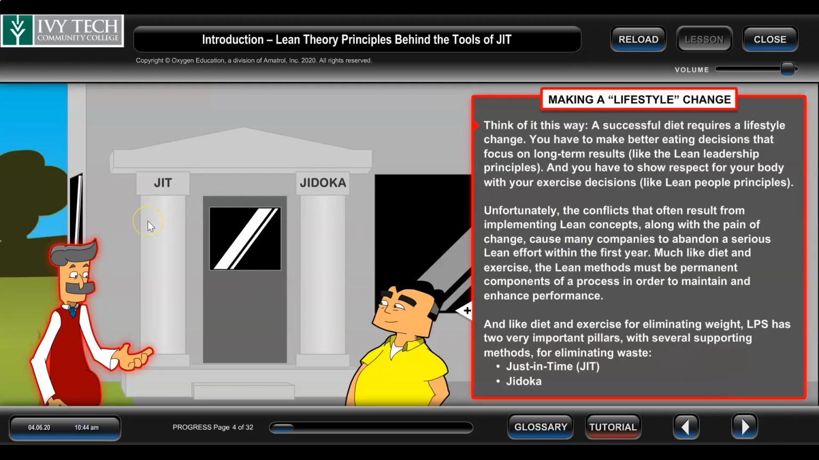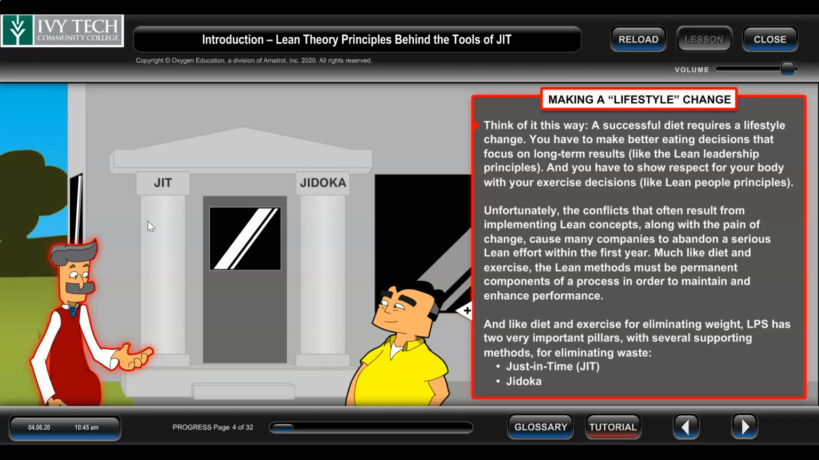Think of it this way. A successful diet requires a lifestyle change. You have to make better eating decisions that focus on long-term results, like the Lean leadership principles. And you have to show respect for your body with your exercise decisions, like Lean people principles. Unfortunately, the conflicts that often result from implementing Lean concepts, along with the pain of change, cause many companies to abandon a serious Lean effort within the first year.